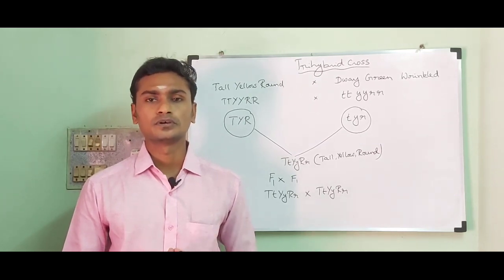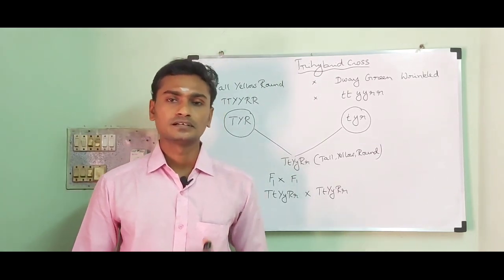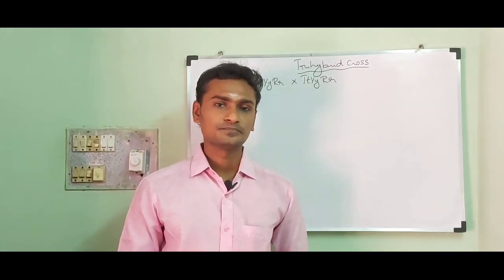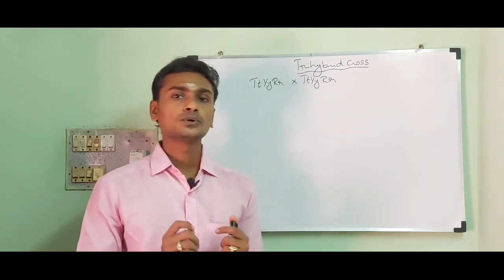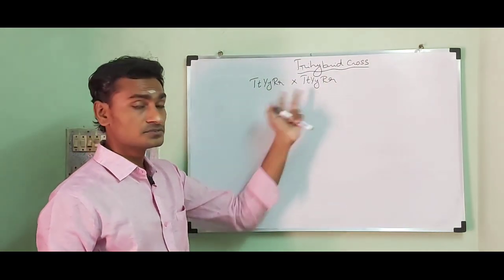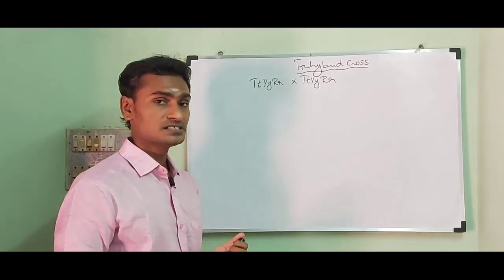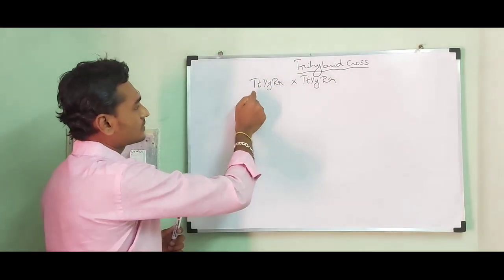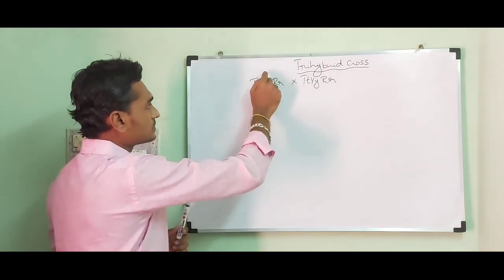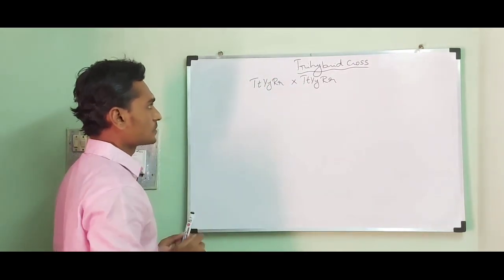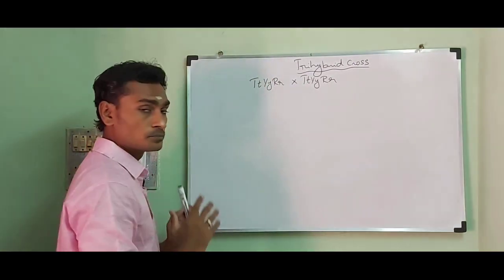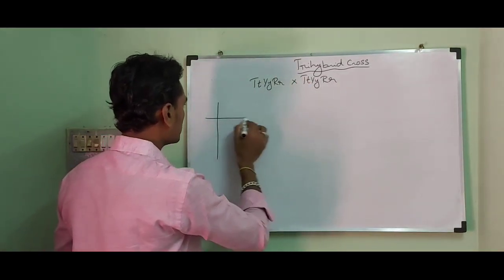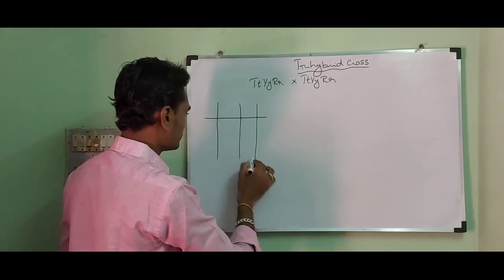So now I am going to draw the Forkline diagram for trihybrid cross. For making a Forkline diagram, first we have to do a monohybrid cross between these two individuals for each character. That means we have to do monohybrid for height character, seed color, and seed shape. So now I am going to draw Punnett square for each character. First I am going to draw the Punnett square for height character.